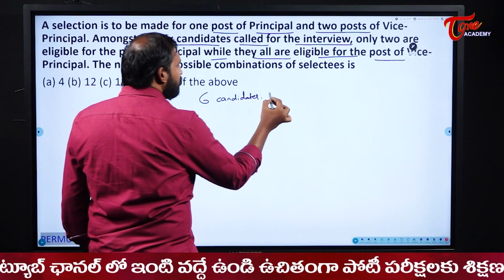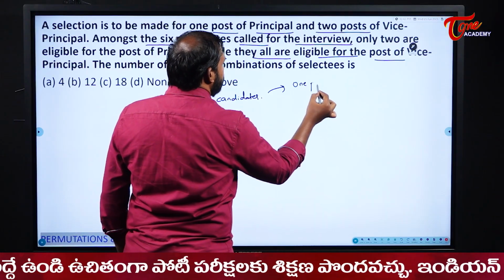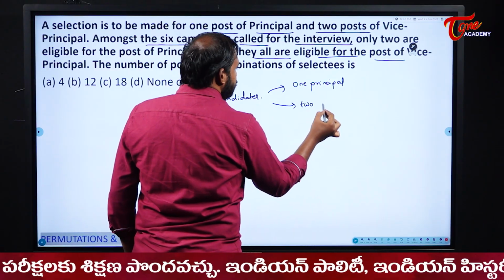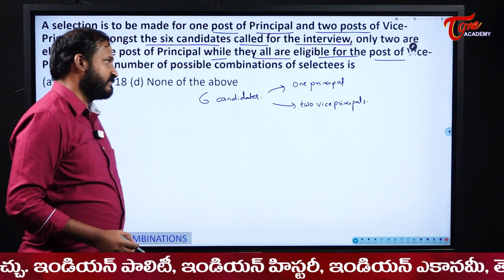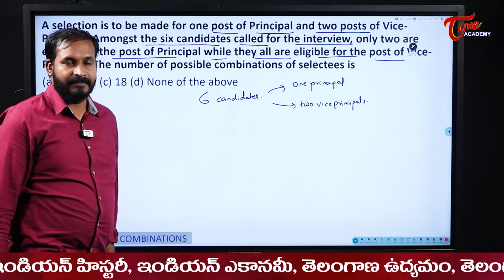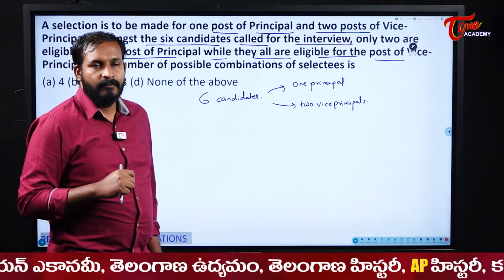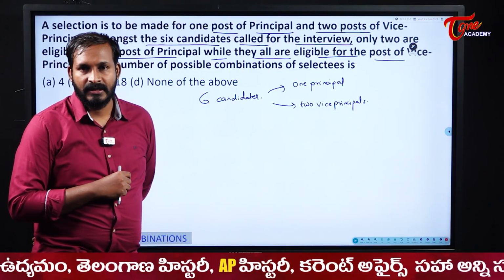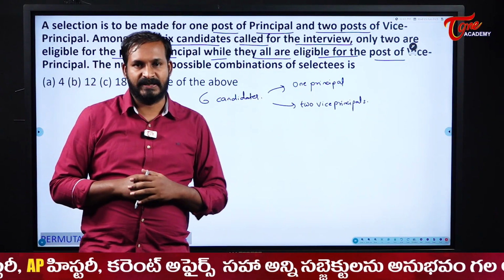And what do I need to choose? I need to choose one principal and 2 vice principals. But in this, what is happening? Only 2 are eligible for the post of principal. Out of these 6, only 2 are eligible for post of principal. That means first I will choose the principal, and then I will go for the vice principal.